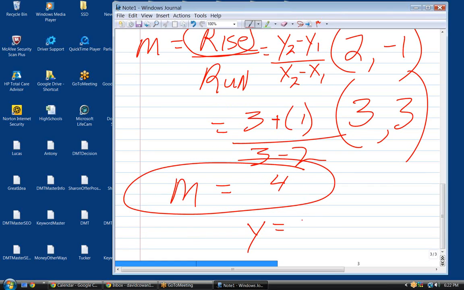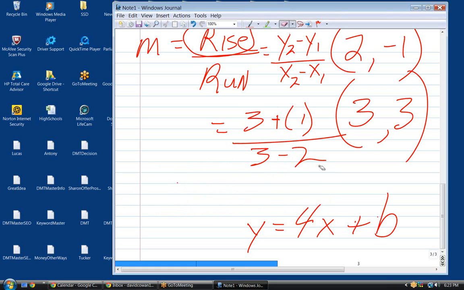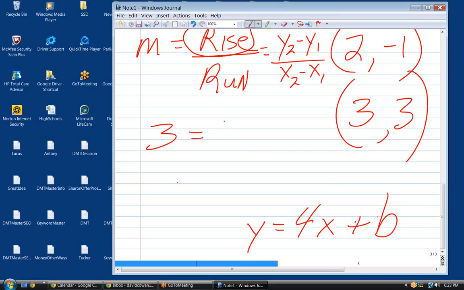How much do I know so far? We know that m equals 4, so y equals 4x plus b. That's what we know so far, because we figured out the slope was 4. So now how do we get the b? We take one of our points. Pick one of them, I don't care which. The 3, 3. So what's the equation I'm going to write? 3 equals 4 times 3 plus b.